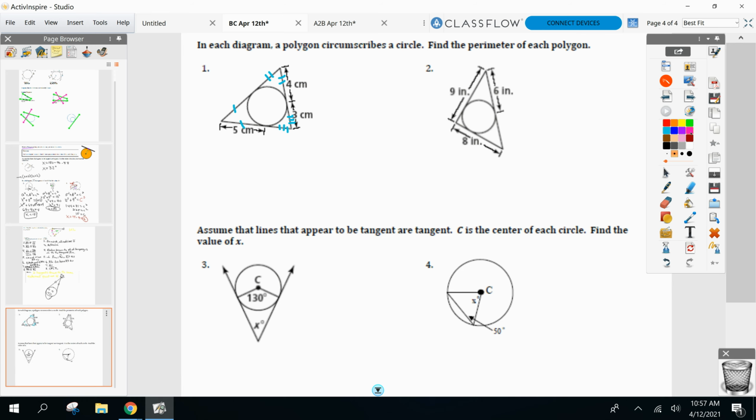Well, if that's 4 and these two are congruent, that'll be 4. These two are equal, so that's got to be 5. And then these two smaller ones are equal, so that's got to be 3. So perimeter, all sides added up of the triangle, 7, 8, and 9.